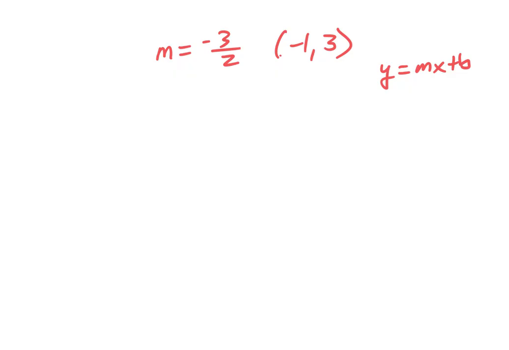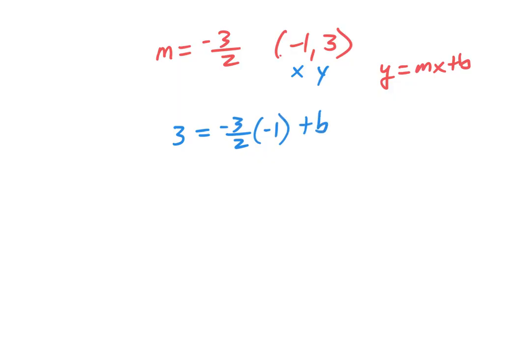So that's another reason why sometimes people think, well, I got to use point slope because that's what I'm given, but not necessarily. Okay? So this is my x. This is my y. So we're going to go 3 equals negative 3 halves times negative 1 plus b.